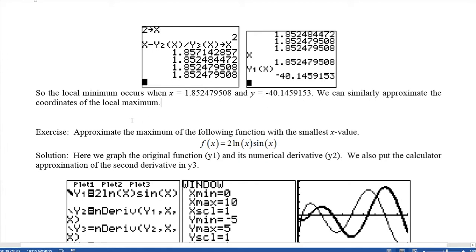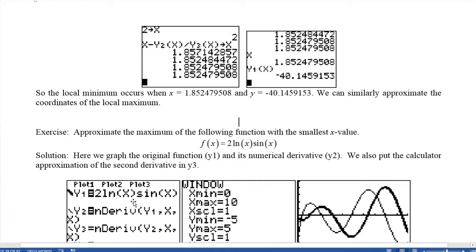Okay, so let's look at another example. Approximate the maximum of the following function with the smallest x value. This has a variety of different maxima here, probably infinitely many actually. But there's this first one that we're looking for, right in here you can see on the graph. So f of x equals 2 ln of x times sine of x.